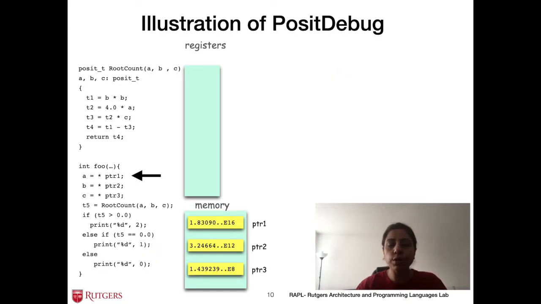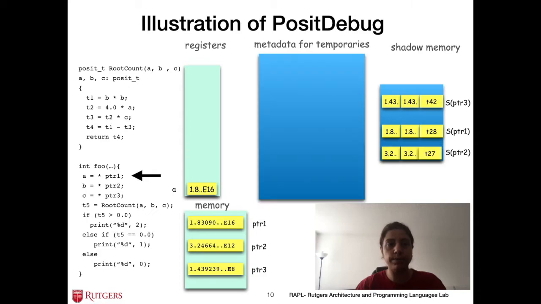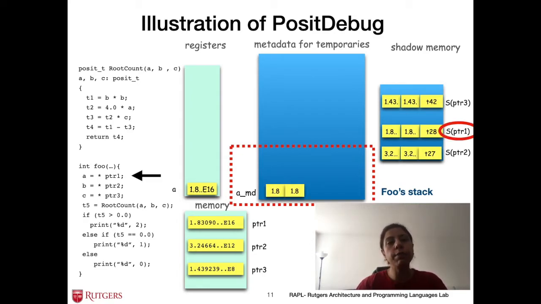Now let me walk you through the example step by step. For variables in memory, we store metadata in shadow memory. For simplicity, I'm just showing the real value, posit value, and the pointer to the temporary. For variables in registers, we store metadata in the stack. The first thing I'm doing in this program is dereferencing a pointer ptr1. In shadow execution, I'm going to access the shadow memory associated with ptr1 and load the real and posit value in the metadata space in the function's stack frame.